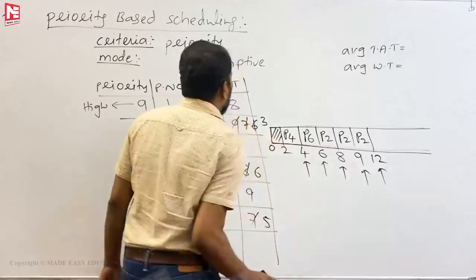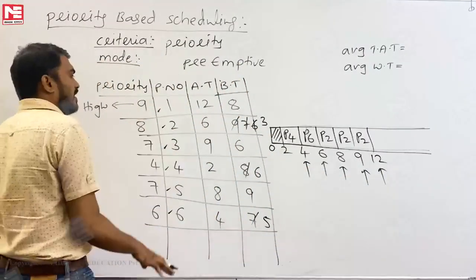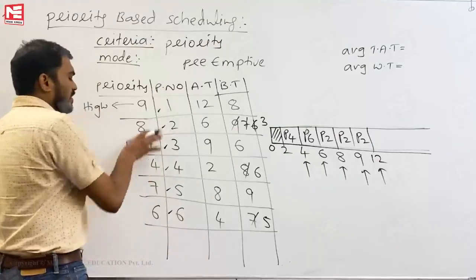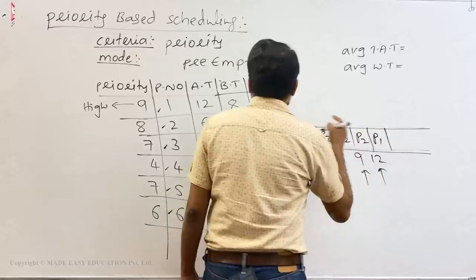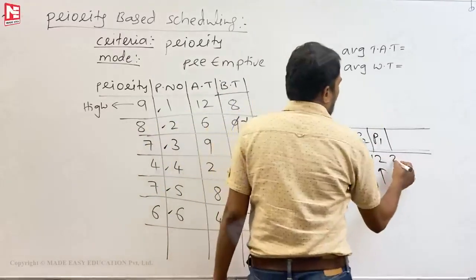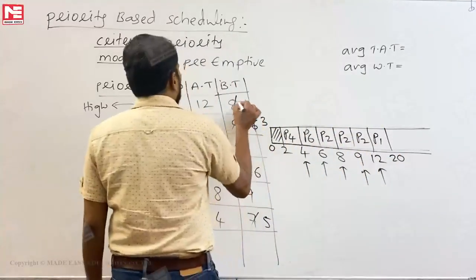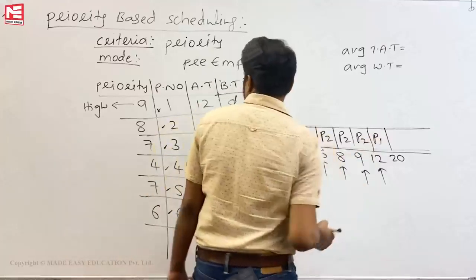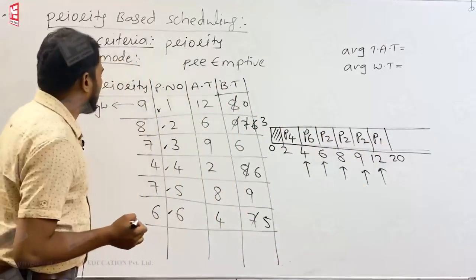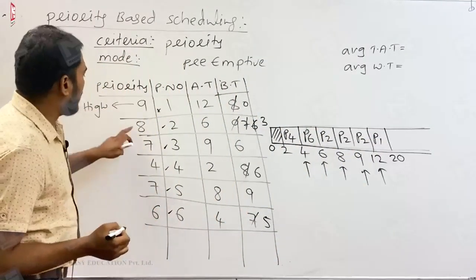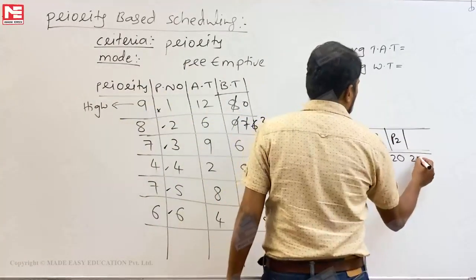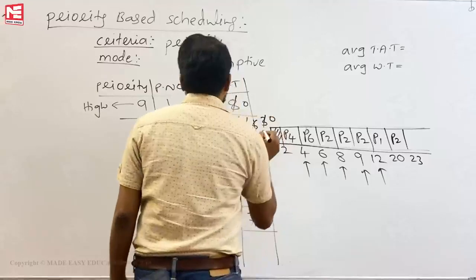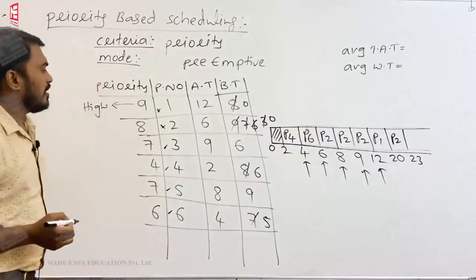So present time is 12. By the time 12, all have arrived. Now who is the high priority process among all of them? Okay, that is P1. So directly execute the high priority process P1. P1 requires 8. So 12 plus 8, 20. So that is completed. And next after P1, who is the next high priority process? Observe here. P2. So take P2 next. P2 requires 3. That is 23. That becomes 0.